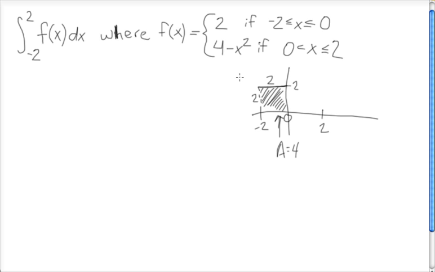But then the function actually changes a little bit after we pass 0, because between 0 and 2, the function is a parabola, 4 minus x squared. So if we look at what happens with that, at 2, when x equals 2, then you have 4 minus 2 squared, which is 0, so we have that value here on our graph. Let's say at 1, when x equals 1, 4 minus 1 squared is 3. So we know that we have y equals 3 when x is 1.